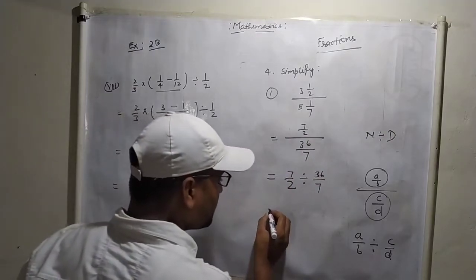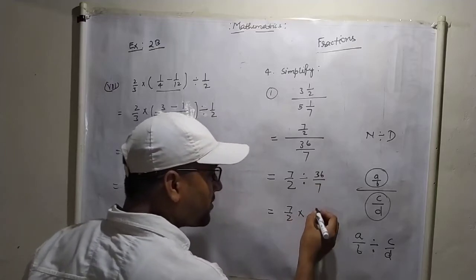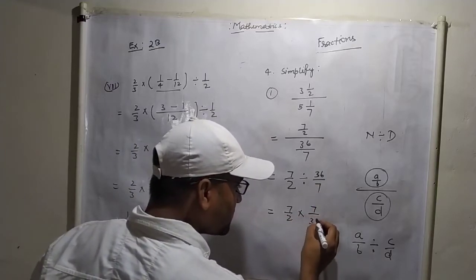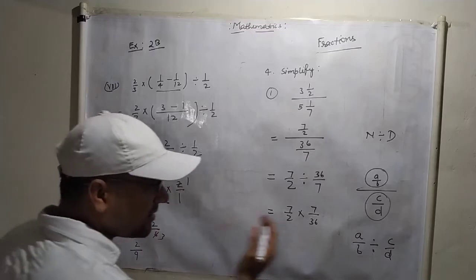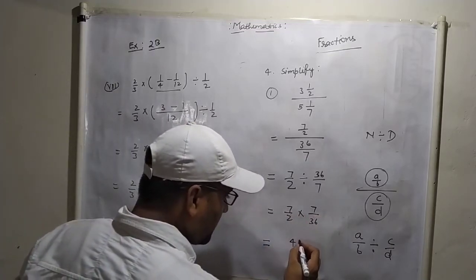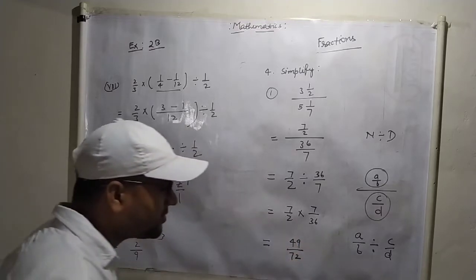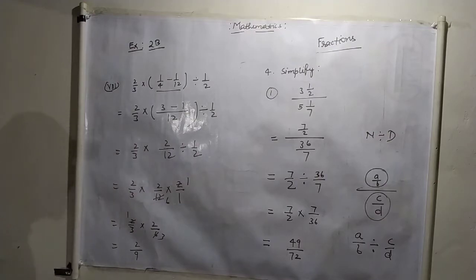Okay, and then after you know that 7 upon 2 division change into multiplication, 7 goes to upside, 36 comes to down side. I think nothing is going to be cancelled out. Multiply this one, 7 7s are 49 and 36 2s are 72. 49 upon 72 is your answer.